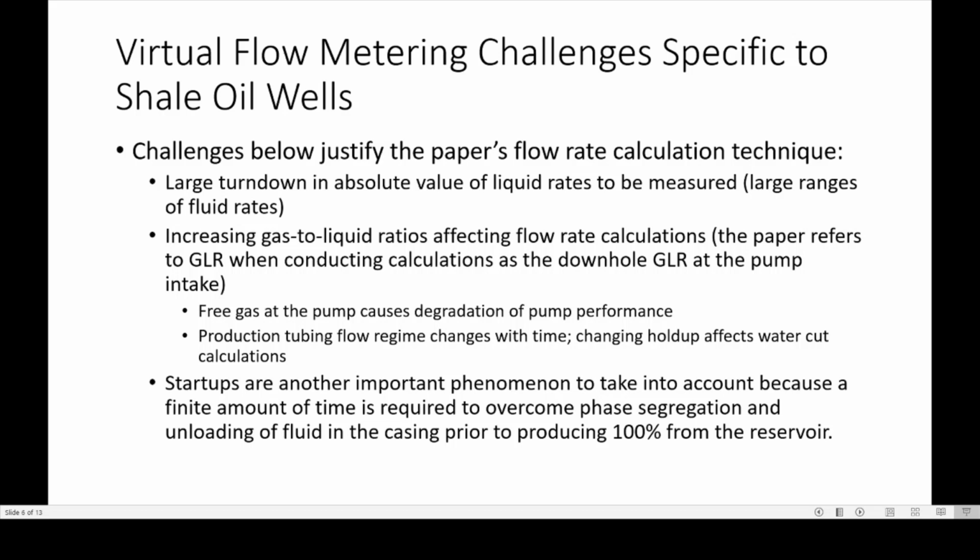Startups are another important phenomenon to take into account because a finite amount of time is required to overcome the phase segregation and unloading of fluid in the casing prior to 100% flow from the reservoir.